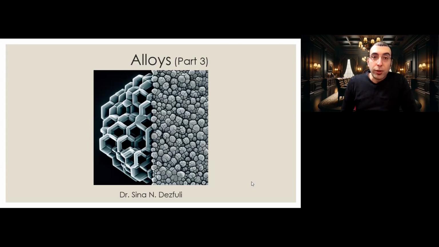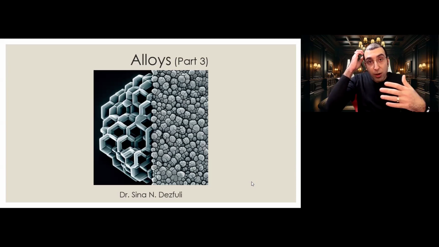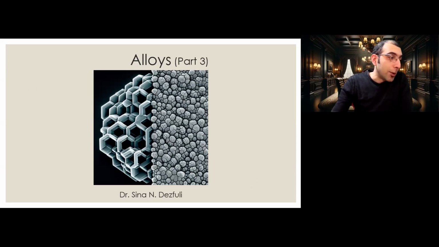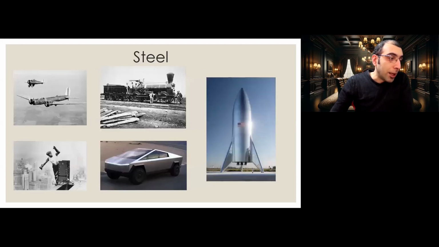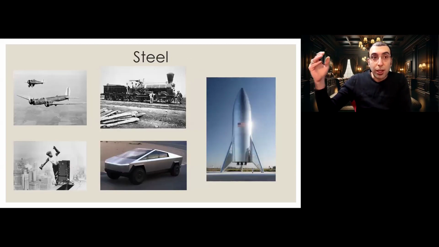So far, we've discussed solutions and metal-based alloys and how these alloys are related to solutions. We also discussed phase diagrams, partial solubility, and complete solubility of phase diagrams. We went over some examples, and today we're going to talk about steel and the phase diagram of steel. So let's dive in.